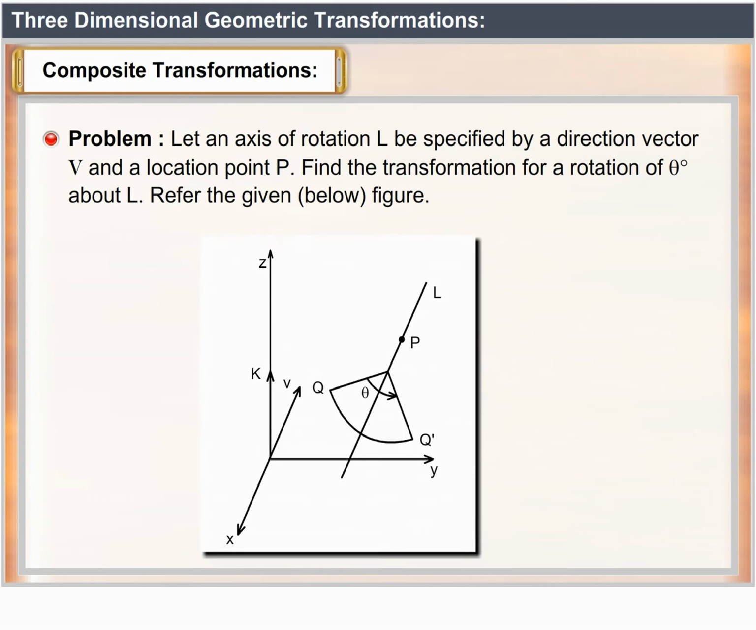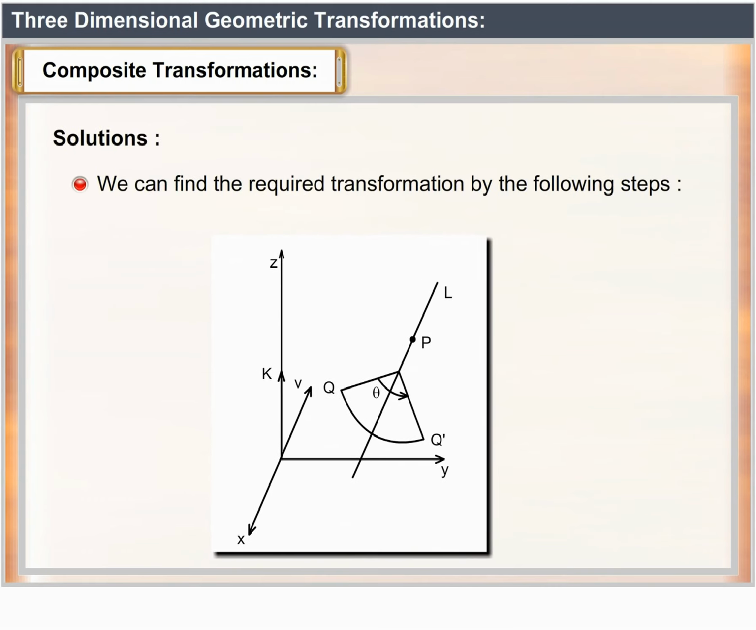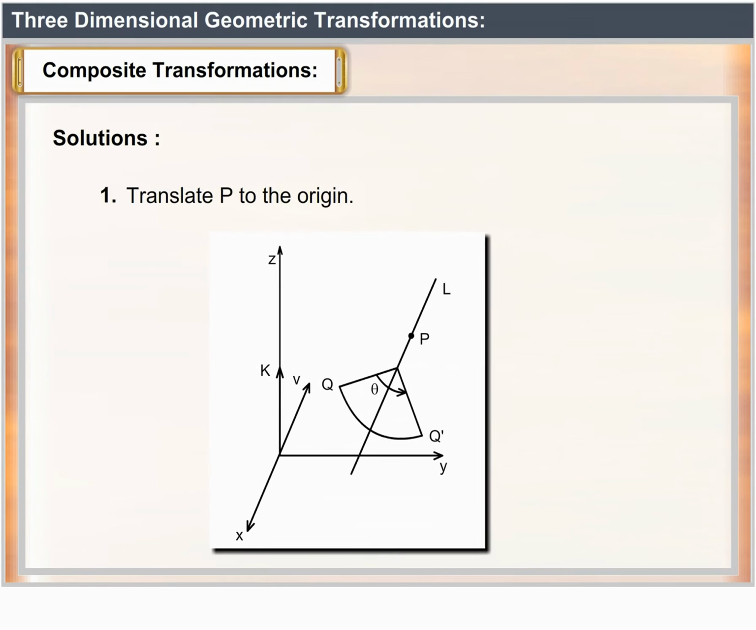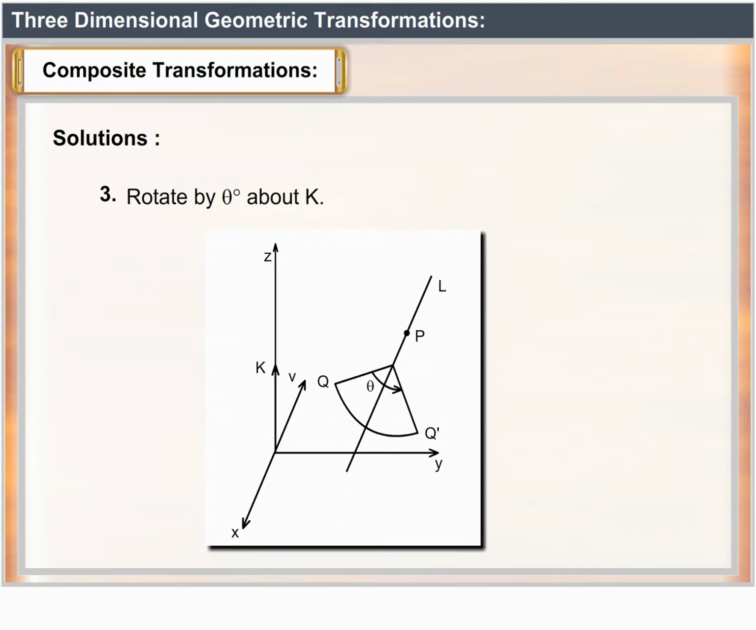Translate P to the origin. Align V with the vector k. Rotate by θ0 about k. Reverse steps 2 and 1. So, here AV is the transformation described in the previous problem.